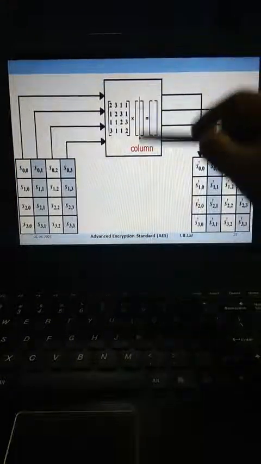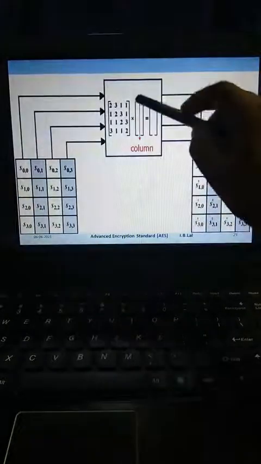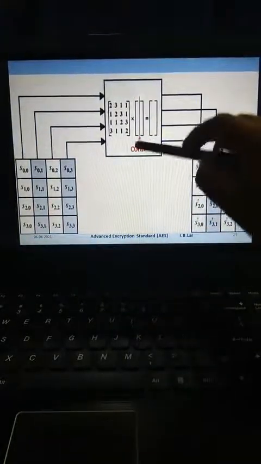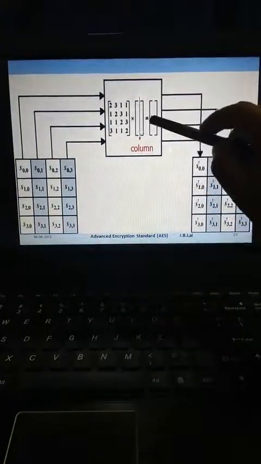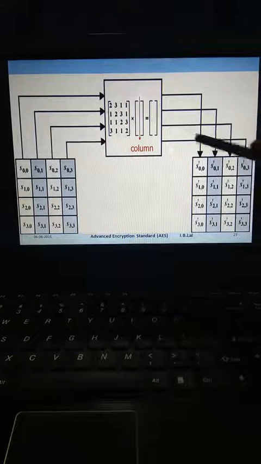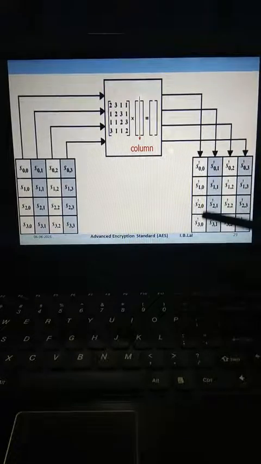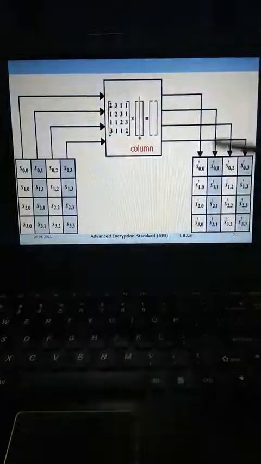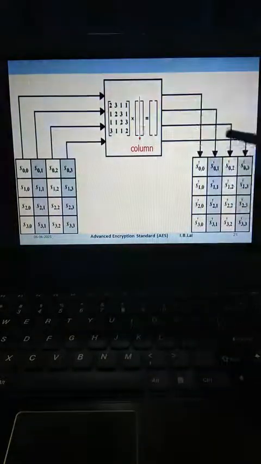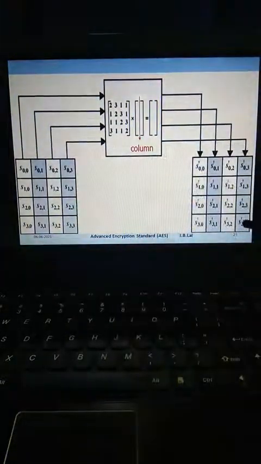So here we can see this column comes to this place, okay, this place, and the result is stored here, and this result is stored in the S dash matrix. Similarly, the second column would come here, third column would come here, fourth column would come here.